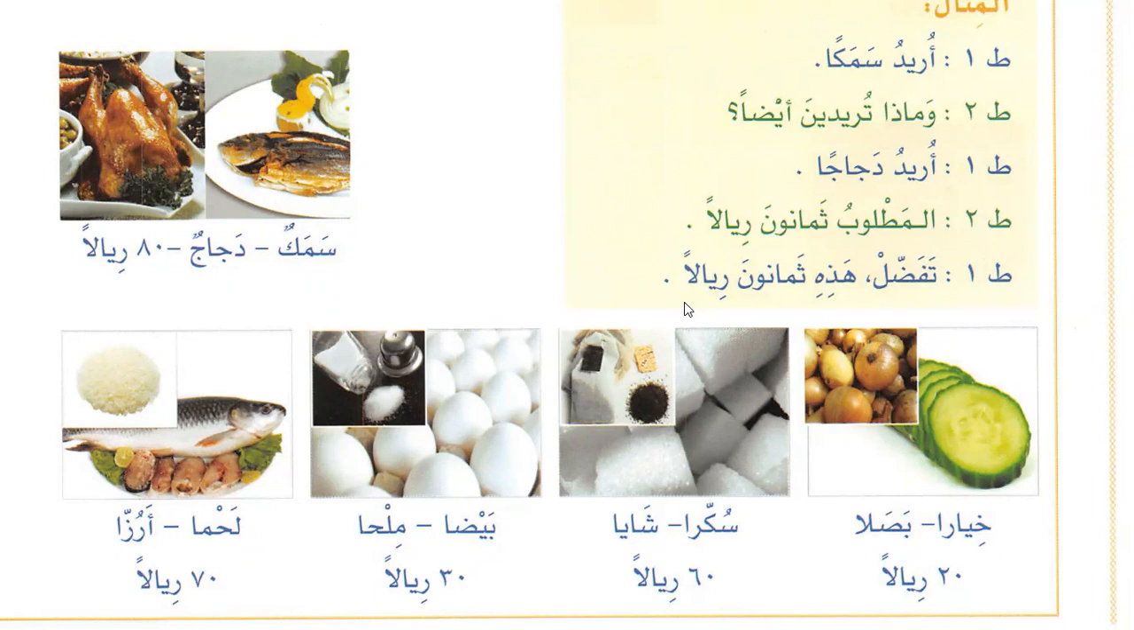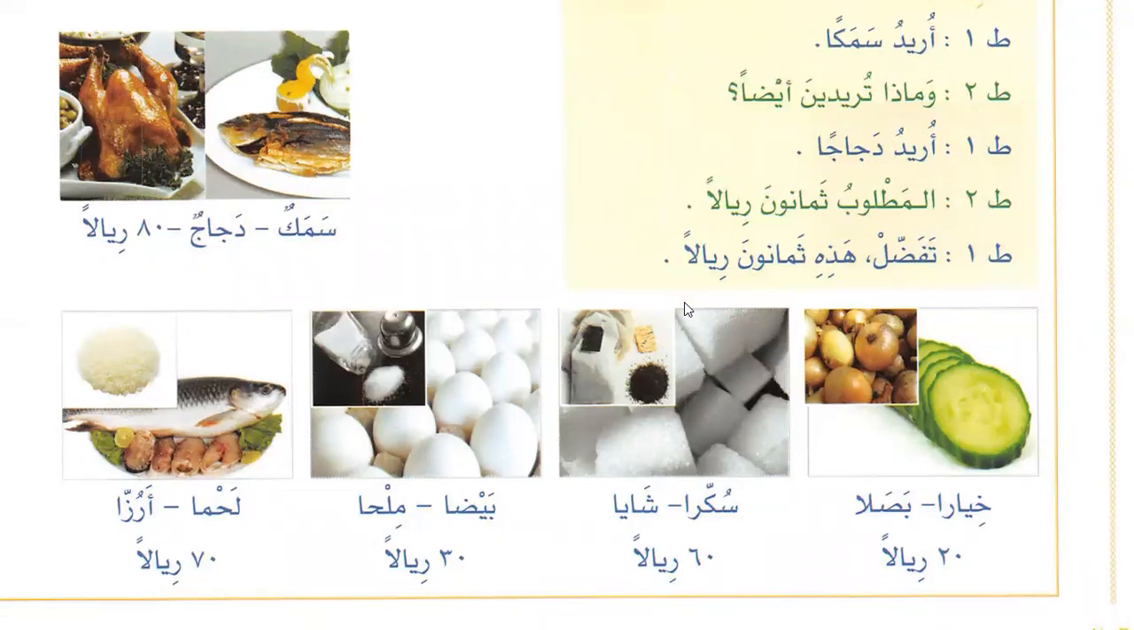I want an egg. Wamada turidina aidan? Do you want anything else? What else do you want? Uridu milhan. I want salt. Almatlubu thalathuna riyalan. 30 riyals are required. تفضل هذه 30 ريال. Please take the 30 riyals.